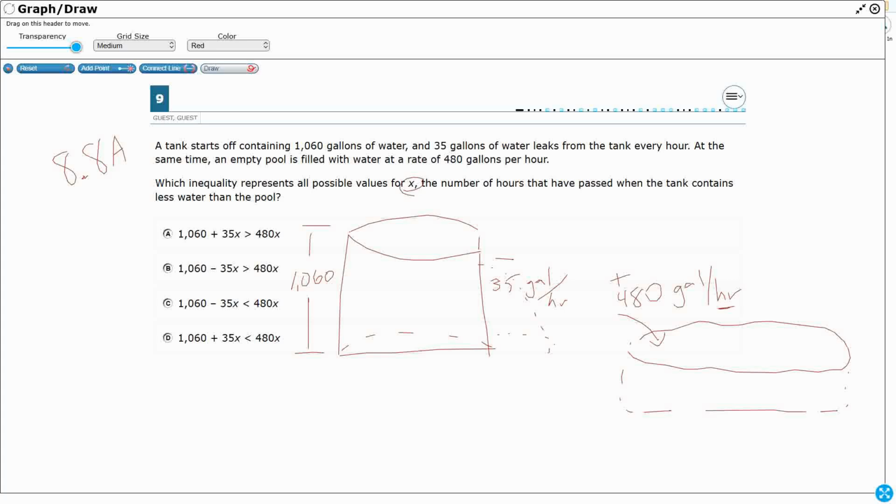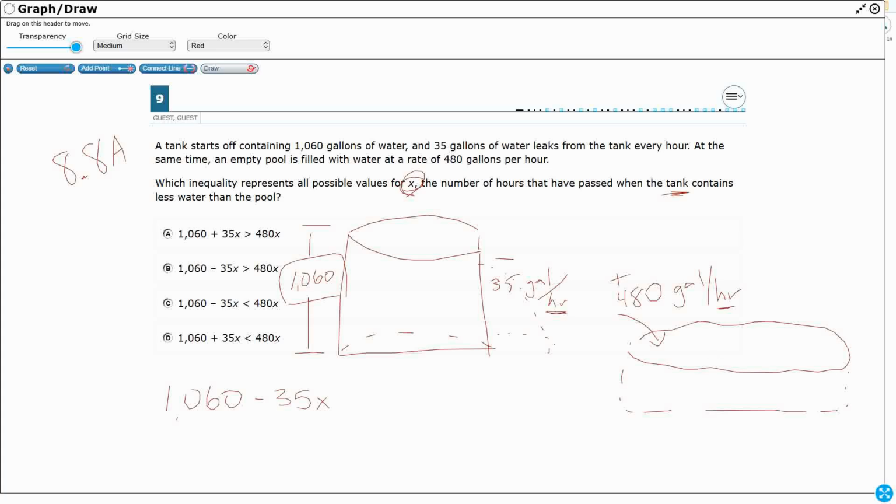So this hour is the one constant between those two that have passed when the tank contains less water than the pool. Okay, so what do we know about the tank? So the number of hours that have passed when the tank, here's the tank, it's this one right here. So what is the tank? The tank is starting out with 1,060. That's just a flat number. And it's losing 35 gallons per hour. And we're going to use X for hour. So 35X.